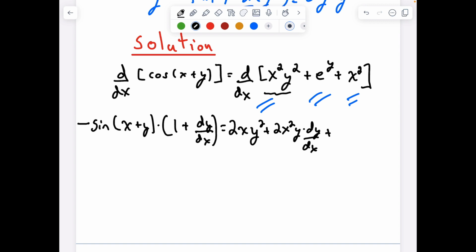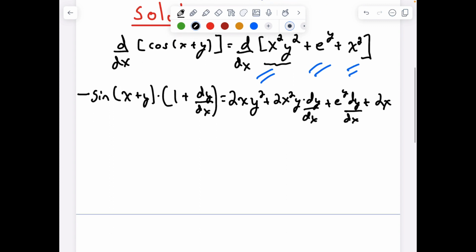Once again, because I had a product of two functions, x squared is one, y squared is the other, I had to use a product rule. And for e to the y, it would be e to the y times dy/dx, because the derivative of e to the y is just e to the y. And finally, for x squared, it's 2x. So we have our derivative. So in itself, with the calculus, you're done.